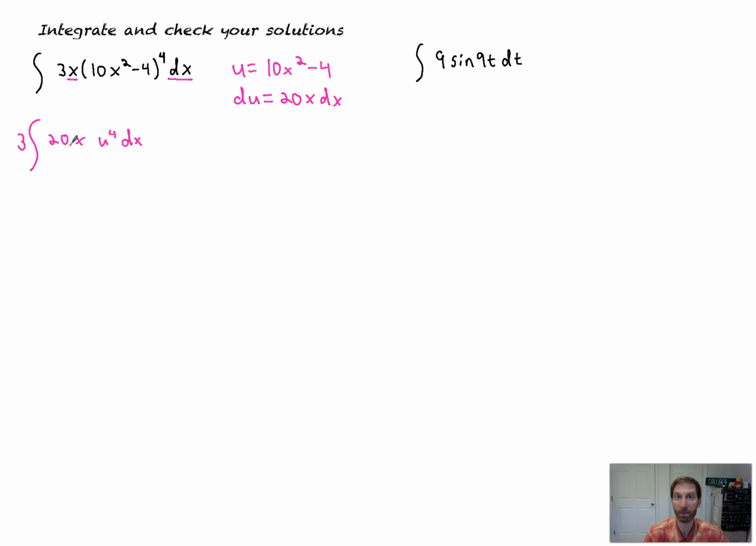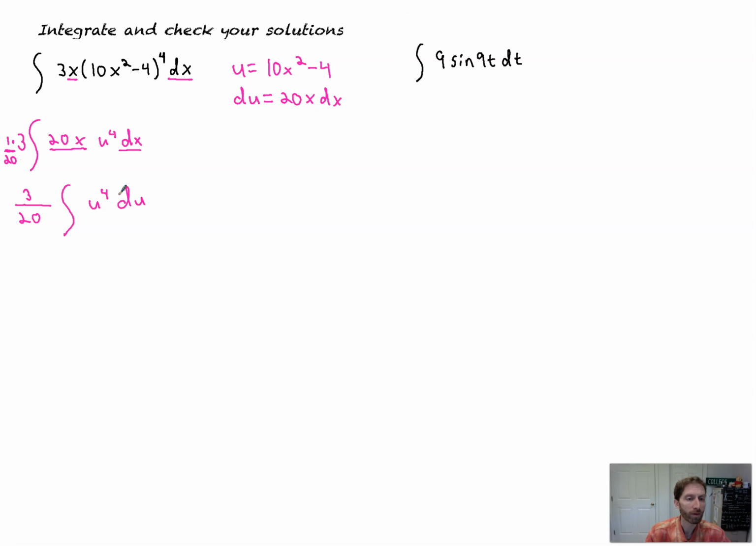But I can't just multiply by 20. I'd have to also divide by 20 at the same time, or multiply by 1/20th. By doing that, we're multiplying the whole thing by 1, but notice I'm getting the du that I needed. So that leaves me with 3/20ths on the outside. 20x dx becomes du. Nice. Then you get u to the fourth. Again, you multiply through by whatever number you need to make the dx term exactly equal to du. And whatever you multiply by, you've got to divide out by that same number. Otherwise, you're changing the value of the integral.